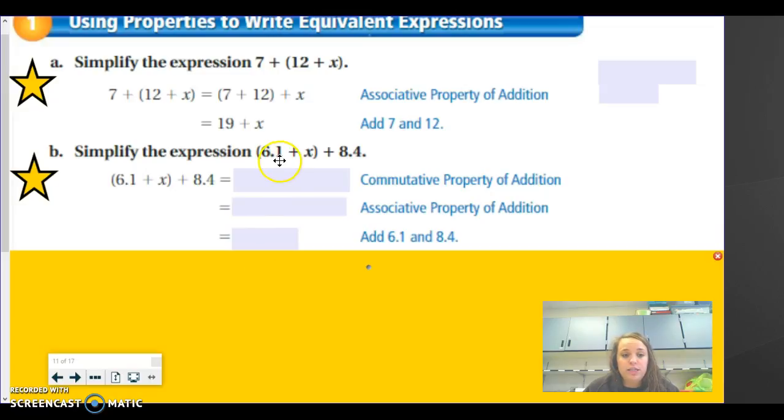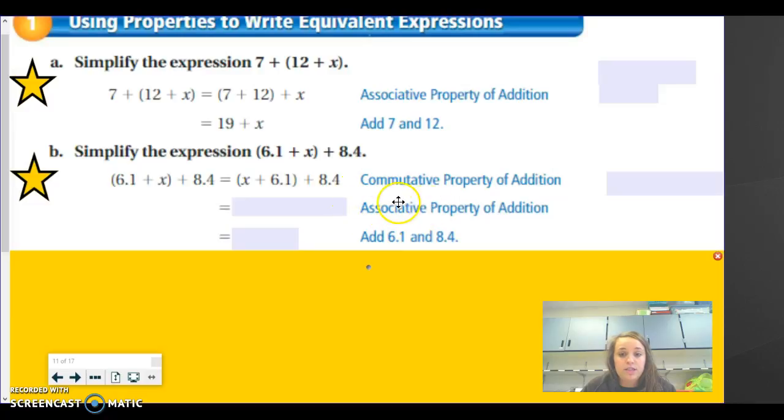Simplify the expression 6.1 plus x plus 8.4. So we're going to use two properties here. We're going to use the commutative property by talking about the order in which we add these terms, and we're going to be talking about the associative property by grouping a different set of numbers so then we can end up combining them. So I have 6.1 plus x plus 8.4. So what I'm going to do is within this set of parentheses, I'm going to use the commutative property to switch the order. So now I have x plus 6.1 plus 8.4.